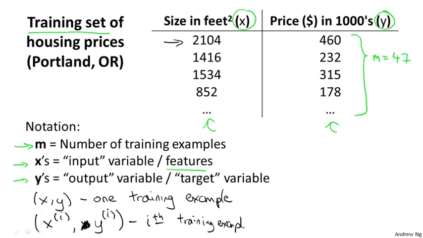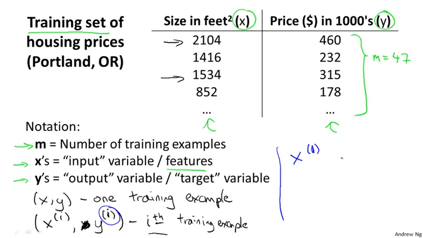Right? So this superscript i over here, this is not exponentiation. This (x^(i), y^(i)), the superscript i in parentheses, that's just an index into my training set, and it refers to the ith row in this table. Okay, so this is not x to the power of i, y to the power of i. Instead, (x^(i), y^(i)) just refers to the ith row of this table. So, for example, x^(1) refers to the input value from the first training example.